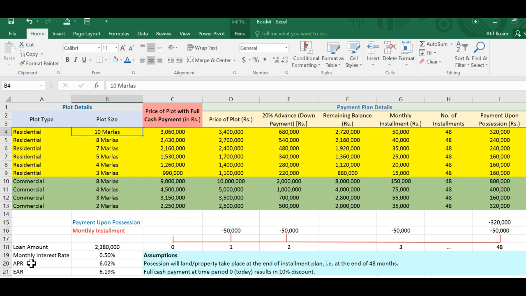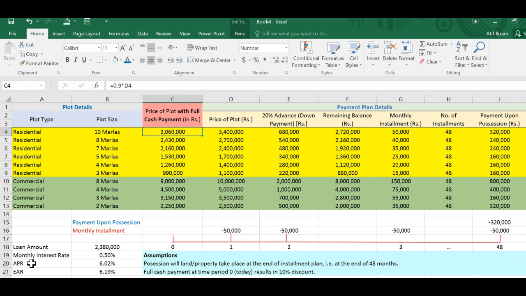For this 10 marlas residential plot, the total price was shown as 3.4 million rupees, and we know that this was going to be paid out first as a 680,000 rupee down payment, then would involve paying 50,000 rupees every month for the next 48 months, and then finally would require a payment of 320,000 rupees upon possession. I'm going to assume that the 320,000 is going to be paid in the very last month, because that is when we are going to be possessing the property.